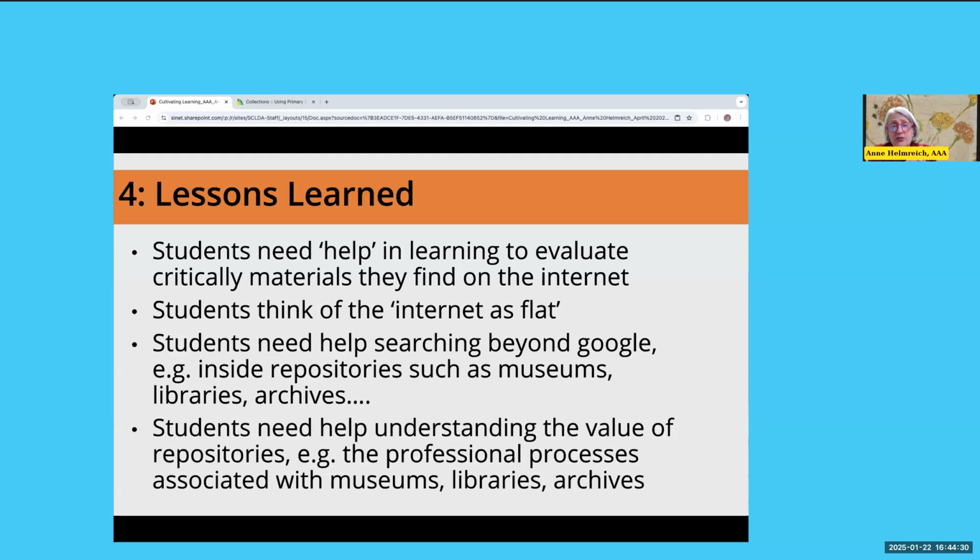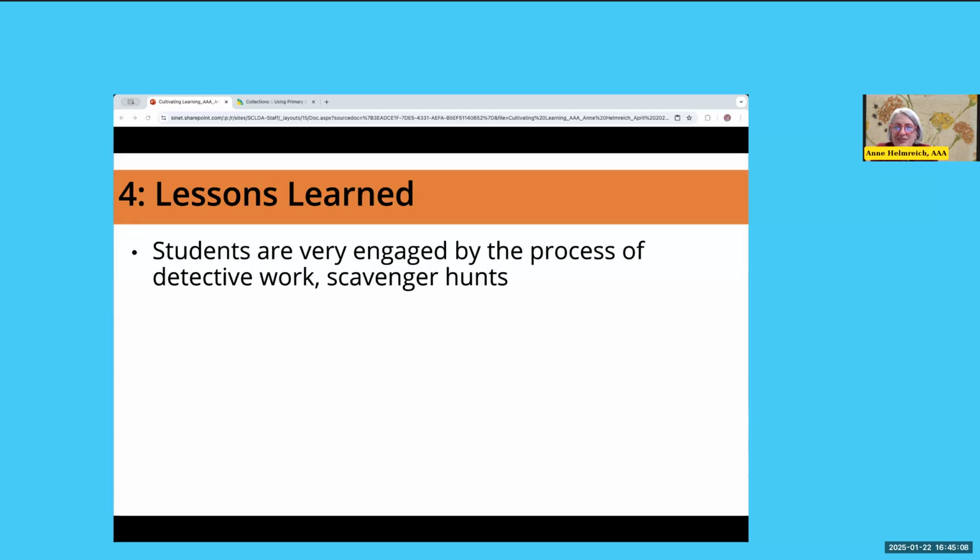And students need help understanding the value of repositories. And I mean things that collect, like us, and that there are professional processes associated with museums, libraries, and archives. This might even be a really nice way to teach them about jobs and professions associated with museums, libraries, and archives. They may know of librarians, but maybe they don't know what an archivist is. So I think helping them learn a little bit about what happens behind the scenes can also be a way to help them think about careers that they might not have heard of before. We'll go to the next one.